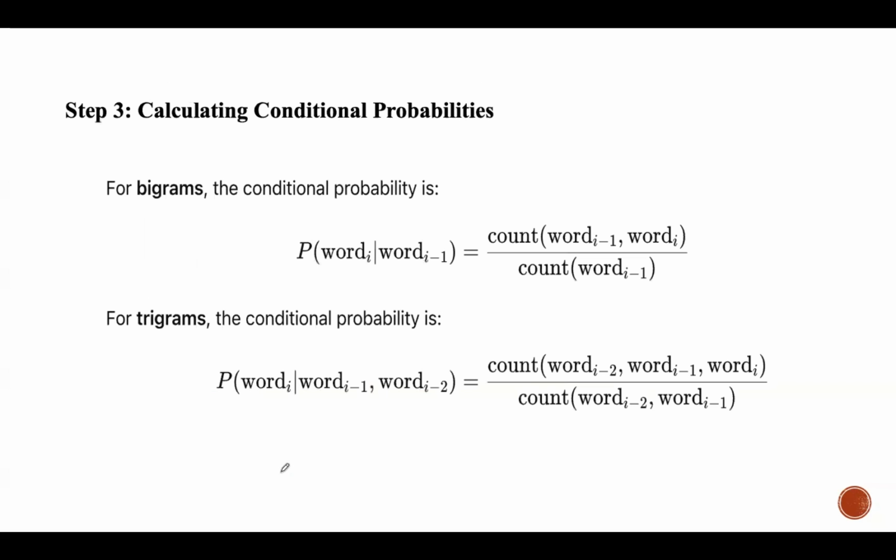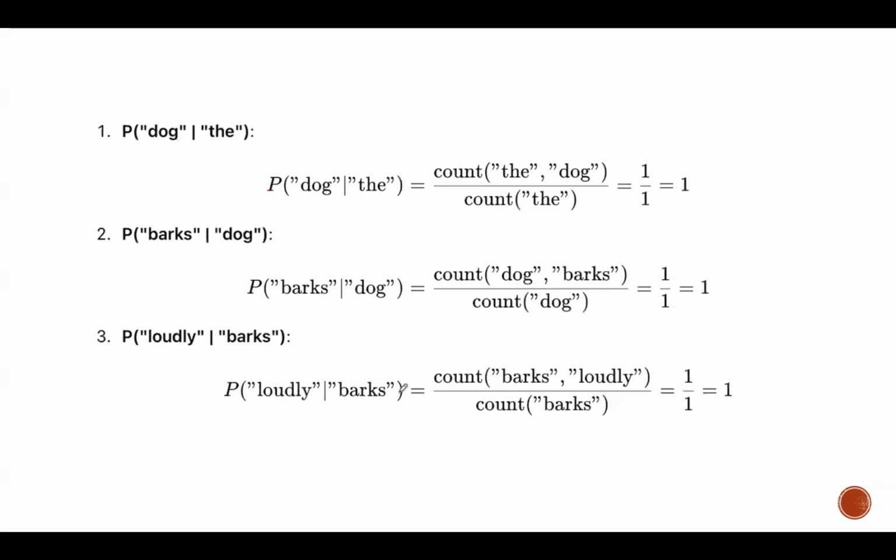Next step is to calculate conditional probabilities. For bigrams, the conditional probability can be calculated by using this formula. Here w_i means the current word, and this is the previous word. Whereas for trigrams, conditional probability can be calculated by using the previous two words. So let us see this. Let us take the bigram pair, dog and the. Here we are taking the current word as dog and the previous word is the.